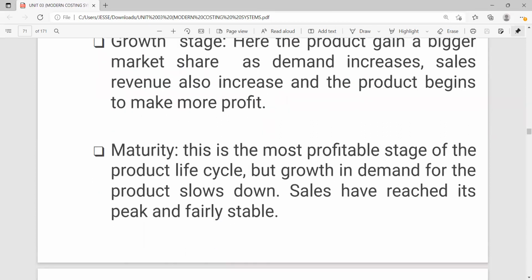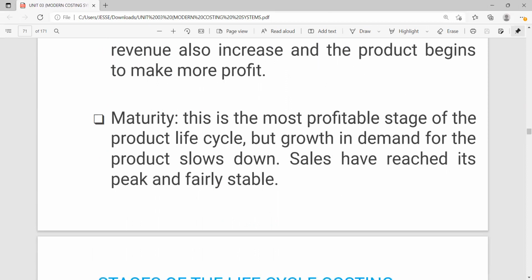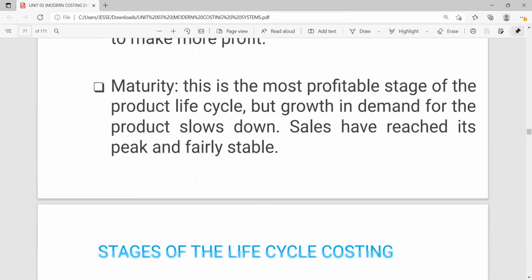You have the maturity phase. This is the most profitable stage of the product life cycle. But the growth in demand begins to slow down. Sales would have reached its peak here in the maturity phase. So in the maturity phase, it's the most profitable, but you see that growth will begin to slow down.